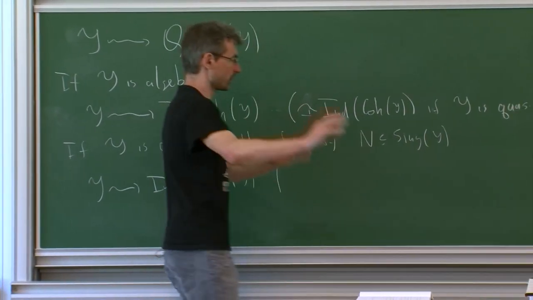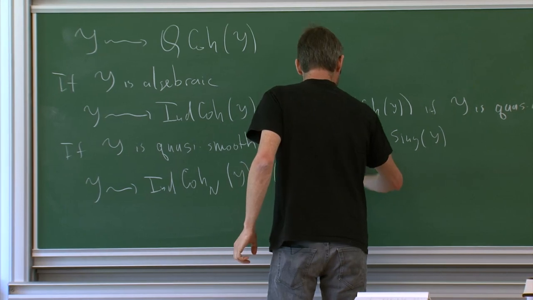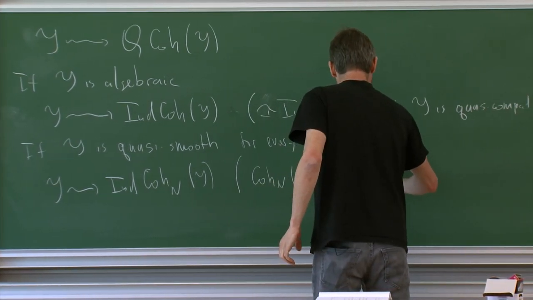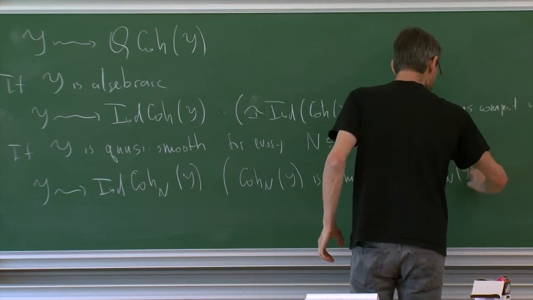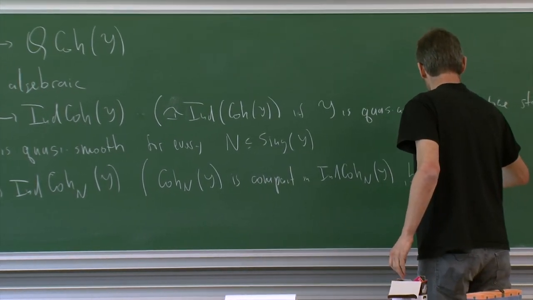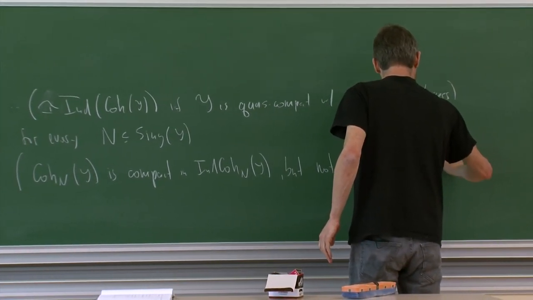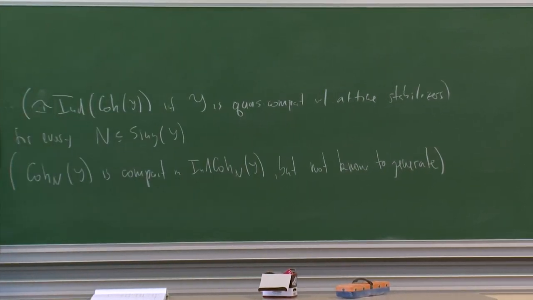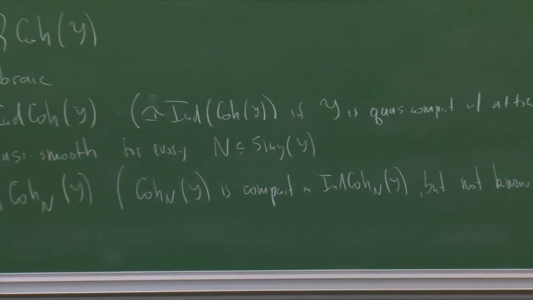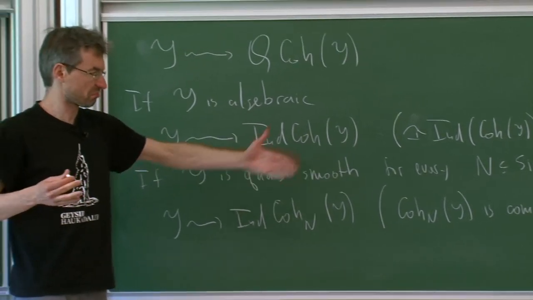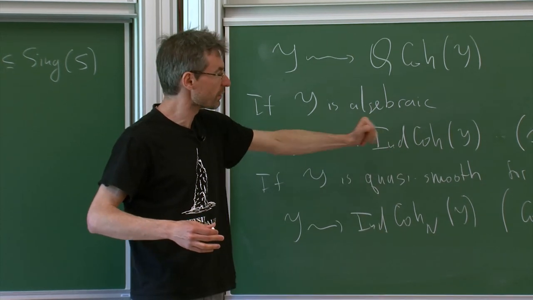So, and again, to comment on what Offer was asking me about, Coh_N is compact there in IndCoh, but not known to generate in general, even for N a proper subset of Sing, when you get QCoh, right? Yeah. So if N is all of Sing, then it equals this. Then the assertion follows from here. But if N is zero, we'll explain it.